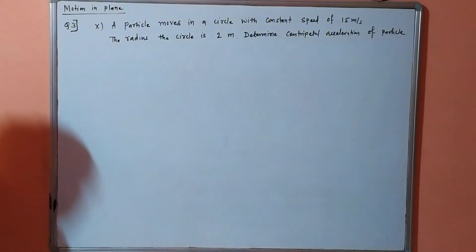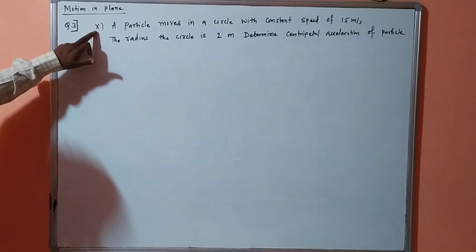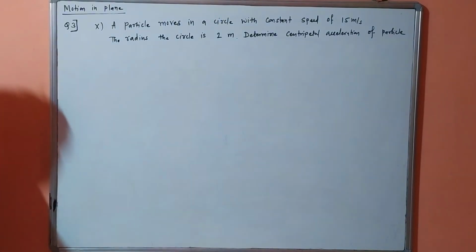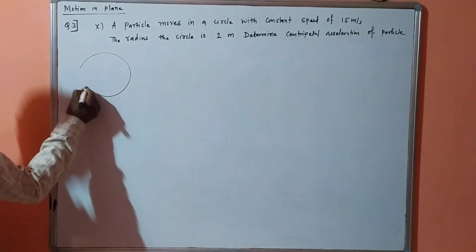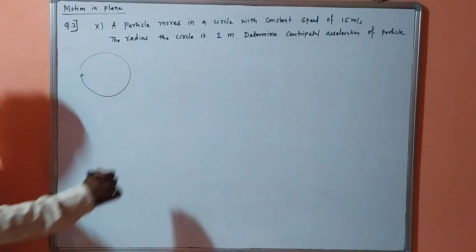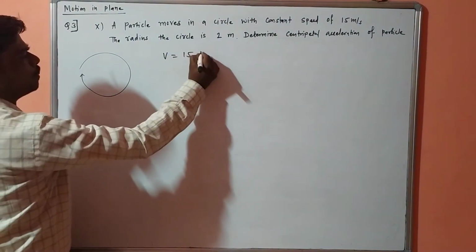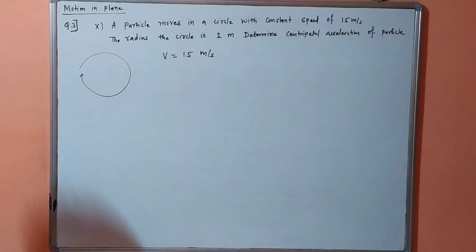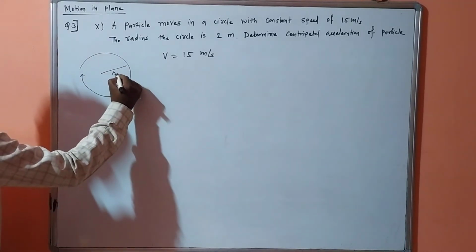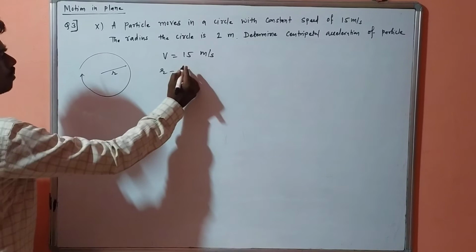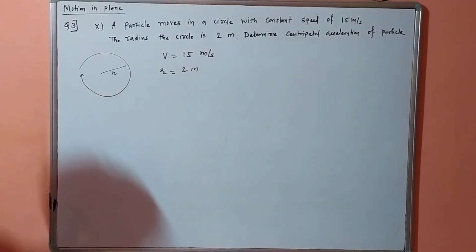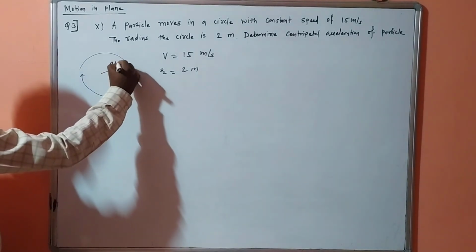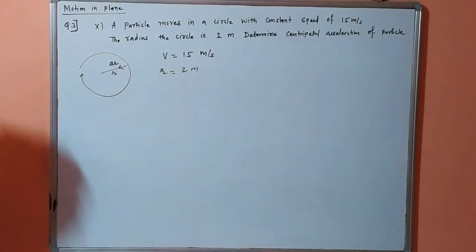Now see problem number 10 from chapter motion in a plane. A particle moves in a circle with constant speed. Circular motion is given to you and the speed of the particle is 15 meter per second. The radius of the circle is 2 meter. Determine the centripetal acceleration of the car. That means the acceleration acting along the radius and towards the center. Radial acceleration we have to find out.